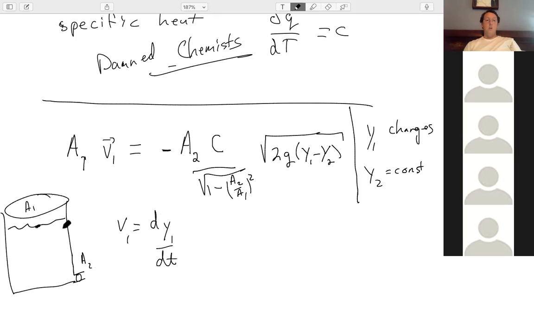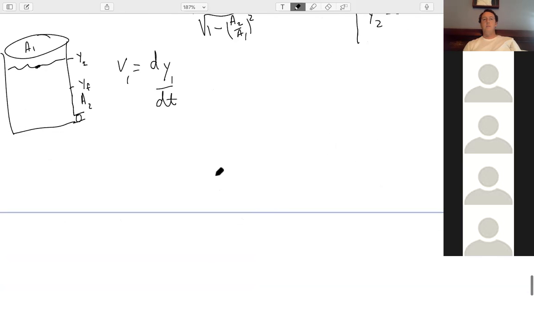Okay. And so if we start at some height, I call that y initial, and then it goes down to some other height, wherever, y final, as the water level changes. So that means y1 starts at y initial and y1 ends at y final. y2 never changes. So got to be clear on that. Then what I'm going to do is move all the y things to one side and all the time things to the other side and set up an integral.